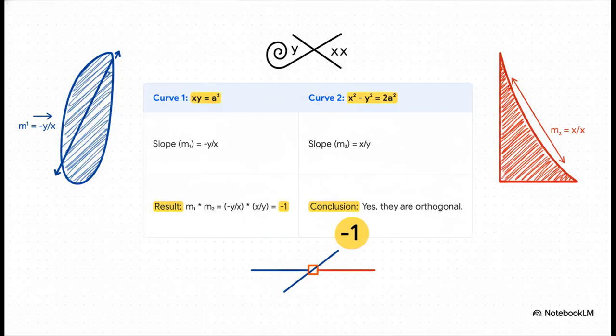Let's actually walk through a real example to see this in action. We've got two curves here. For the first one, we find its slope, m1, is -y over x. For the second curve, its slope, m2, is x over y. Now, for the test, we multiply them. The -y on top cancels the y on the bottom, and the x on the bottom cancels the x on top, leaving us with just -1. Since the product is -1, we know for a fact these two curves are orthogonal.